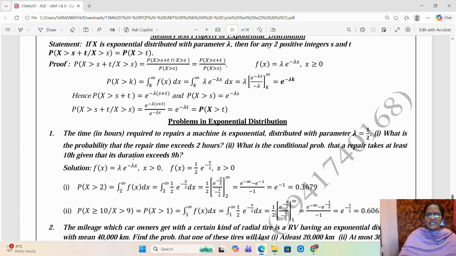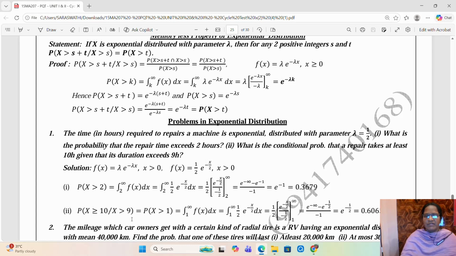So this is the conditional probability that a repair takes at least 10 hours, which is P(X >= 10), given that its duration exceeds 9 hours, so given X > 9. Now as per the property, P(X > s + t | X > s) equals P(X > t). For our problem statement, we can write 10 as 9 plus 1, so this becomes P(X > 1), by the above property.